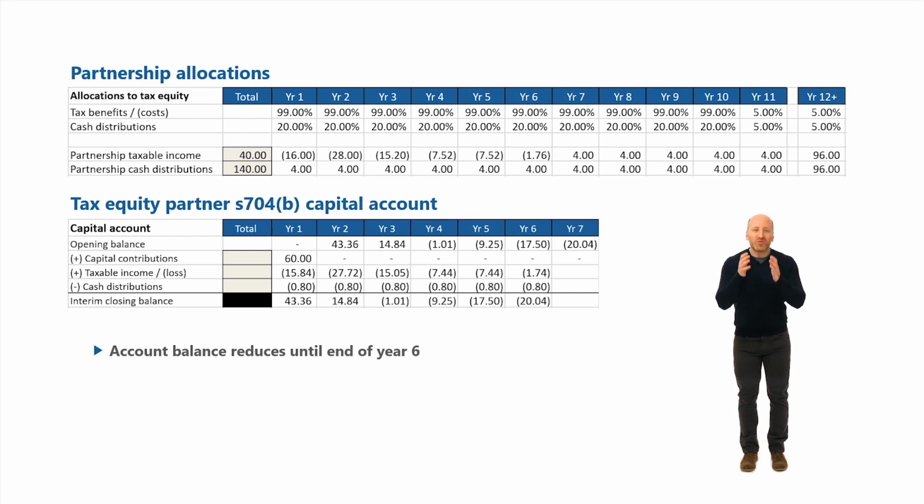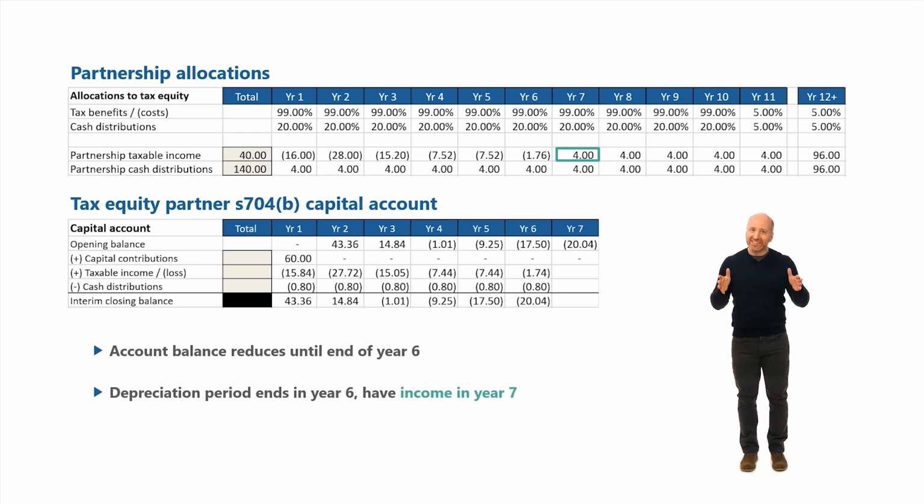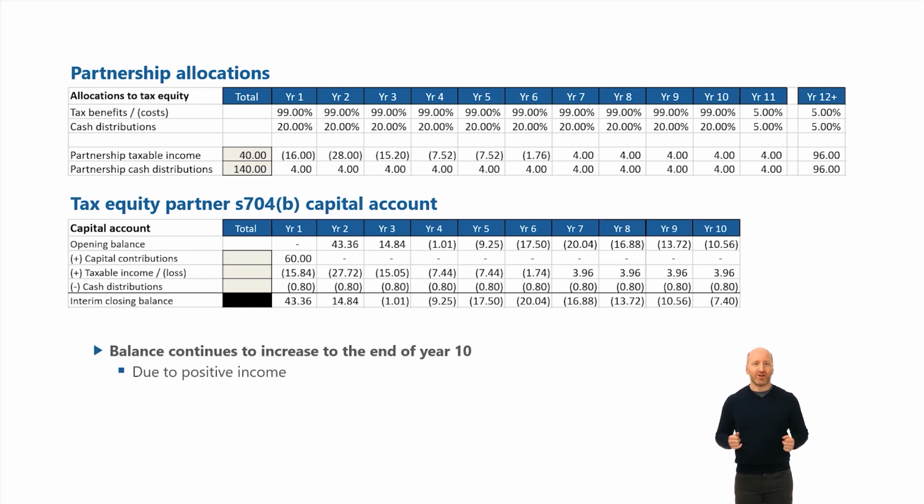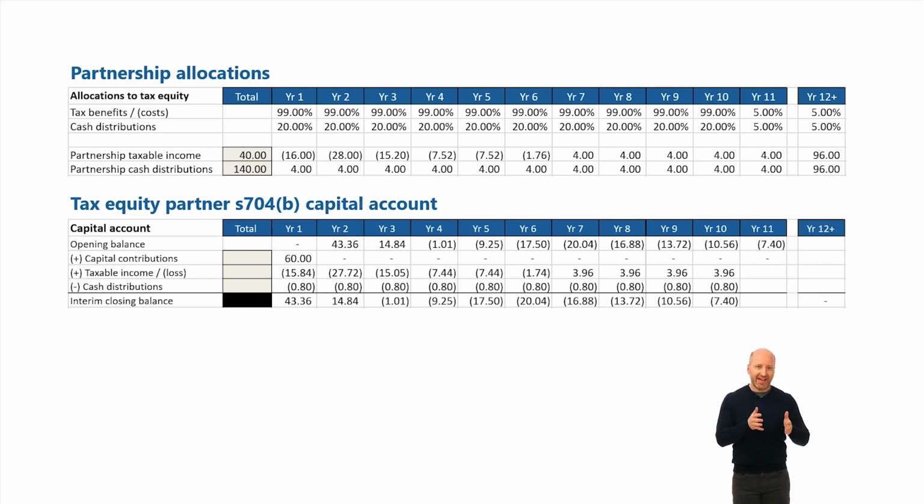However, once we get to year 7, the project has positive taxable income of $4 million because the depreciation period ended in year 6. So the tax equity partner will earn 99% of this income, or $3.96 million, and the balance in their capital account will increase from negative $20.04 million to negative $16.88 million. And this trend will continue through to year 10, with the balance gradually increasing over time. The flip occurs in year 11, which reduces the tax equity's allocation of taxable income and cash benefits.